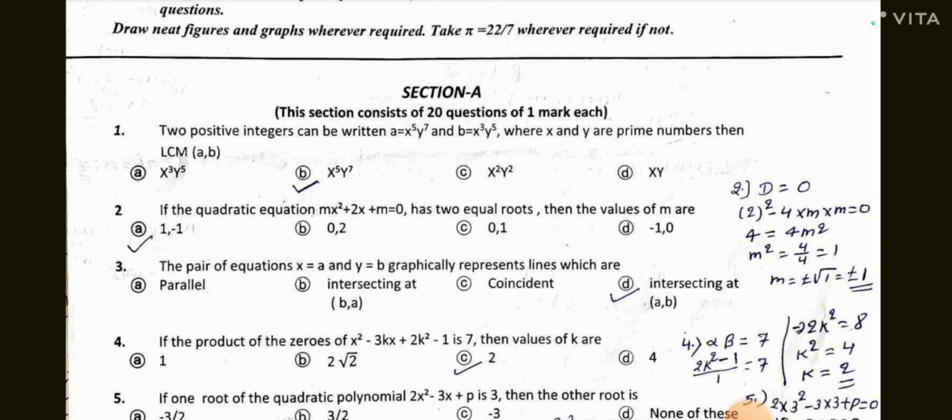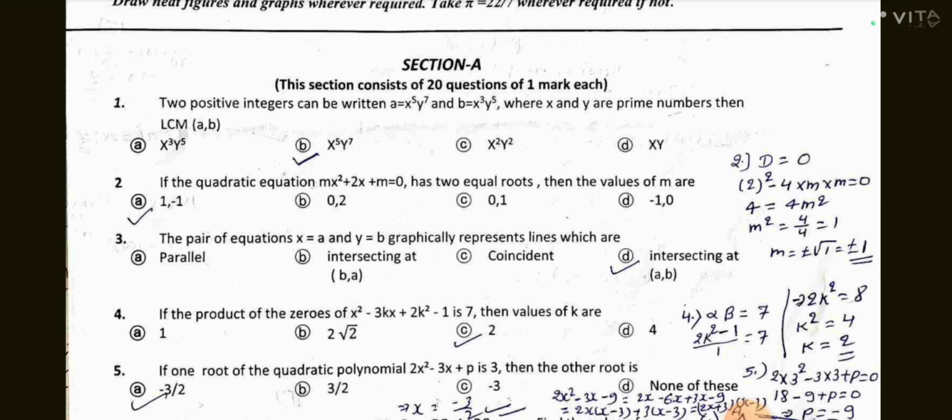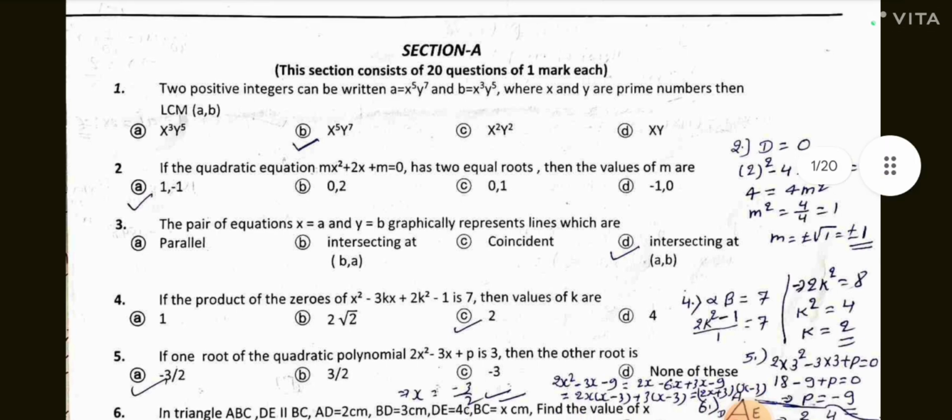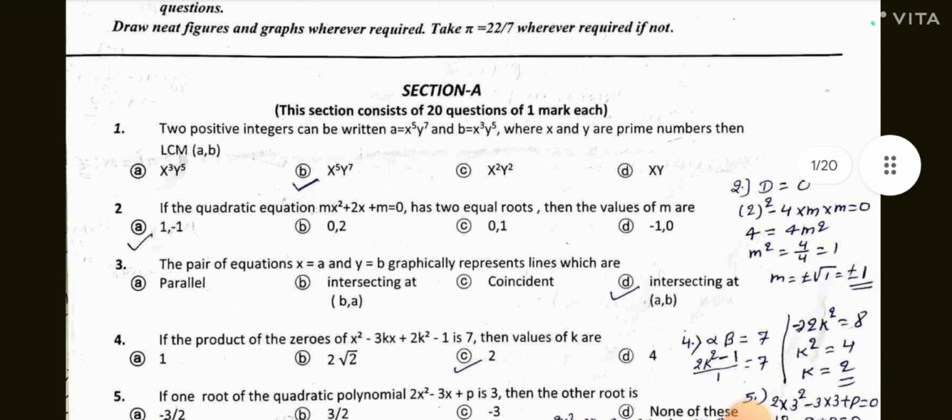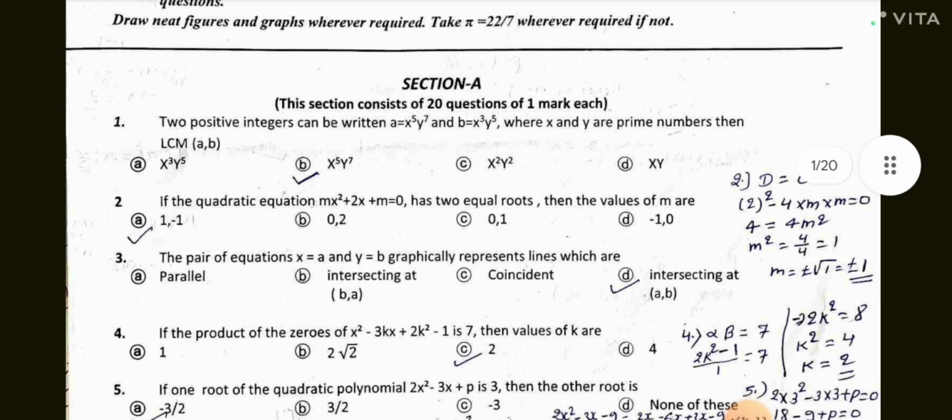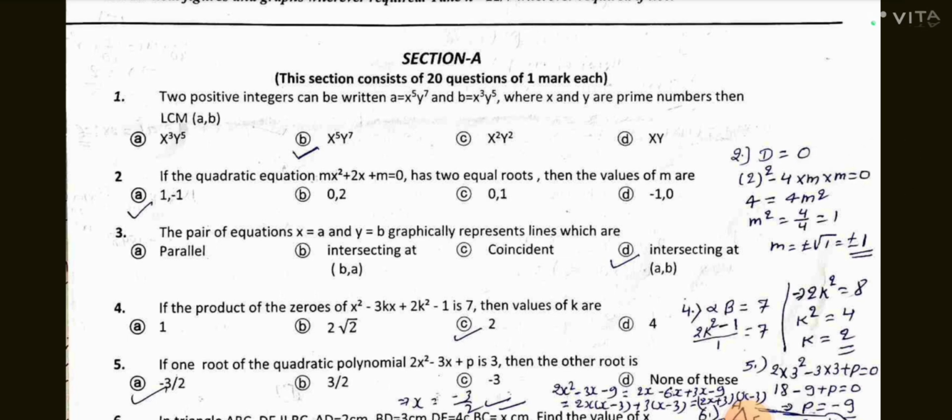Question second. The quadratic equation mx square plus 2x plus m equal to 0 has 2 equal roots. Then the value of m. Here the question is saying that there are 2 equal roots. We know that if the discriminant is 0, then it has 2 equal roots. Discriminant means b square minus 4ac equal to 0. Here we have 2 square minus 4 into m square equal to 0. By simplifying, we find m square equal to 1, m equal to under root 1, which means plus minus 1. So the right option is 1 and minus 1, option A.